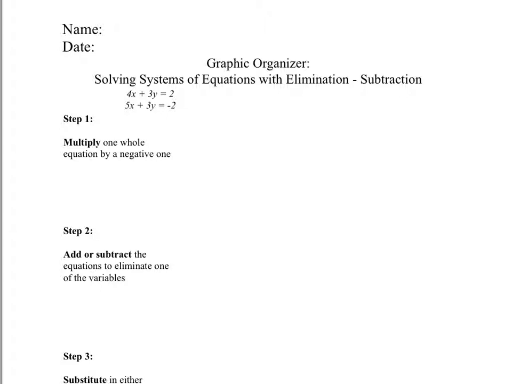First of all, my variables line up. X's are on top of x's, constants are on top of the constants. But what you should notice is that those y's won't cancel out. In order for the y's to cancel, one has to be positive and one has to be negative.